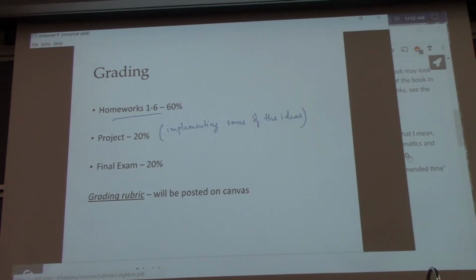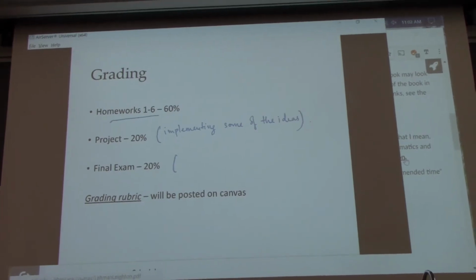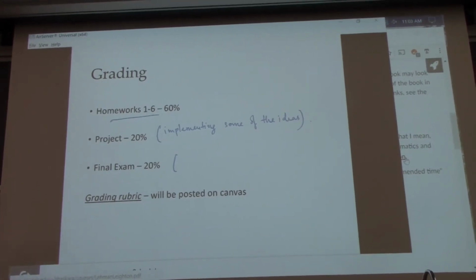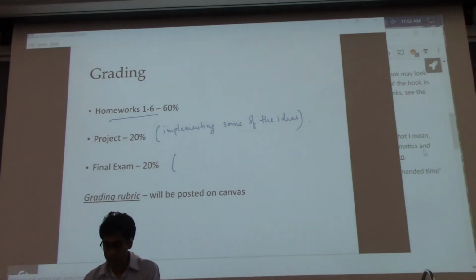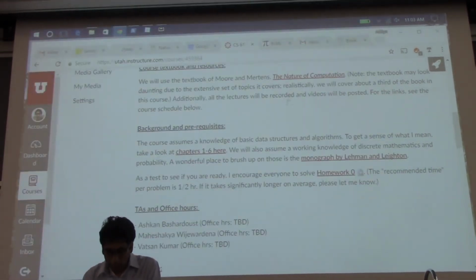And there's also a final exam. The date and time for this final exam are usually determined by the university, for those of you who don't know. I don't remember off the top of my head, but I think it is Monday, December 12th. It's also there on the Canvas page.